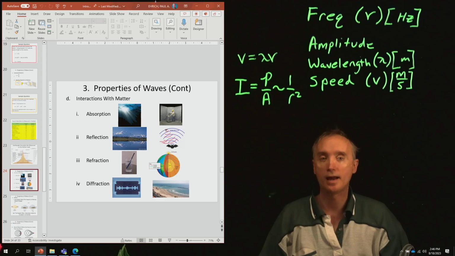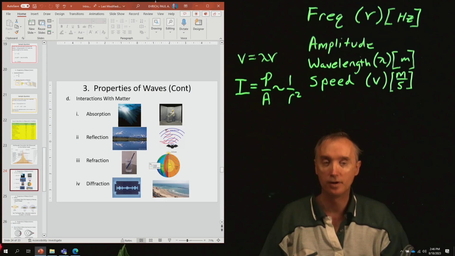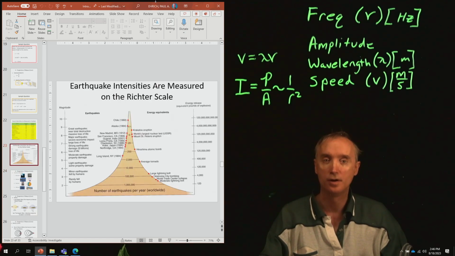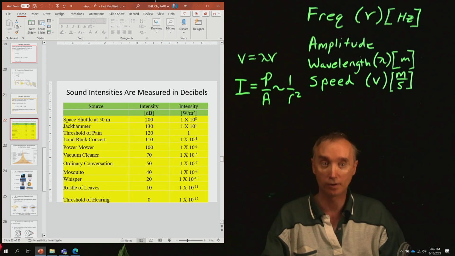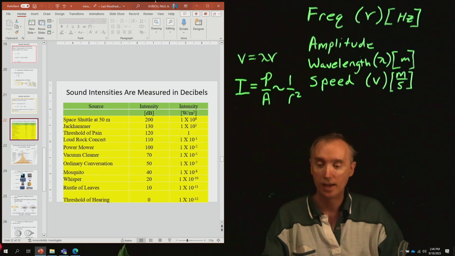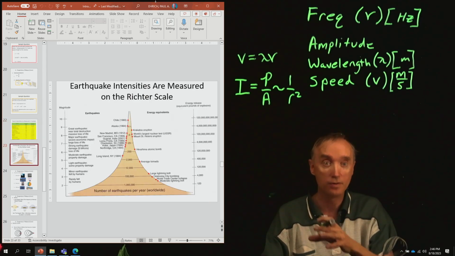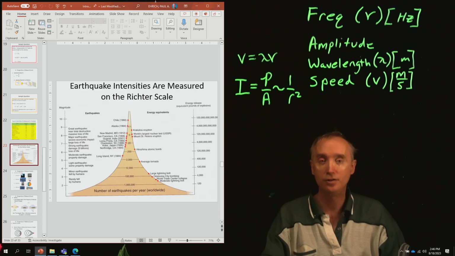Before we talk about how waves interact with matter, I wanted to go back to our previous slide, when we were talking about how light gets weaker the further away you get. Sound also gets weaker the further away you get, and earthquakes get weaker the further away you get. Can you think of anything else that we have talked about in Unit 1 that got weaker the further away you got?